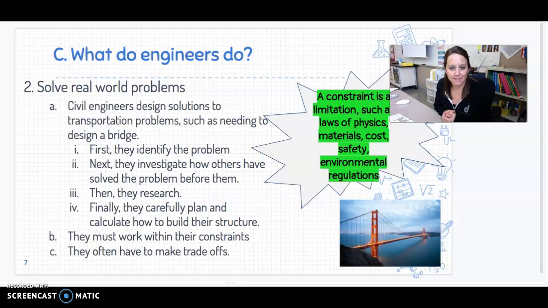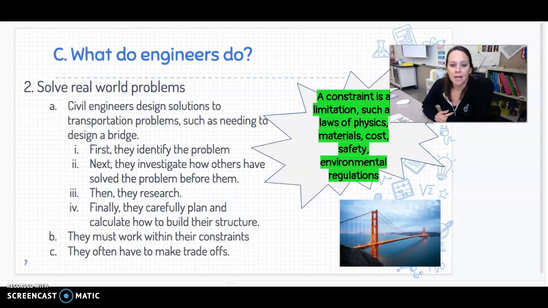Then they do research, and that kind of goes with the investigating piece. And finally, they carefully plan and calculate how to build their structure. So they figure out, well, what's the best type of structure to make? What can hold the most weight? What can be long enough? They also look at things like, what will it look like? Will it look nice? Does that matter?